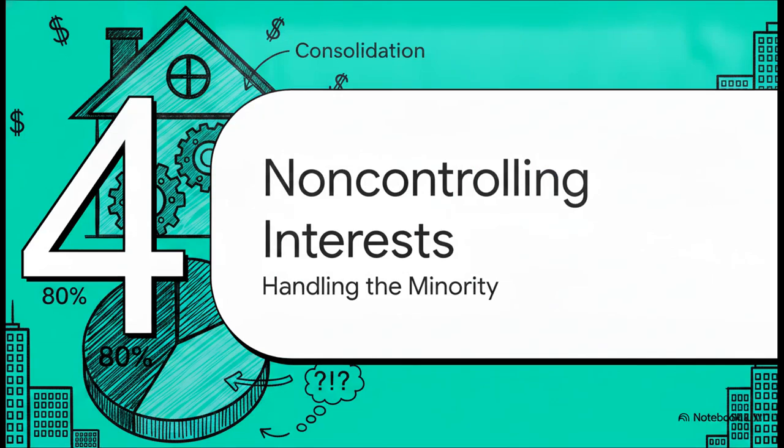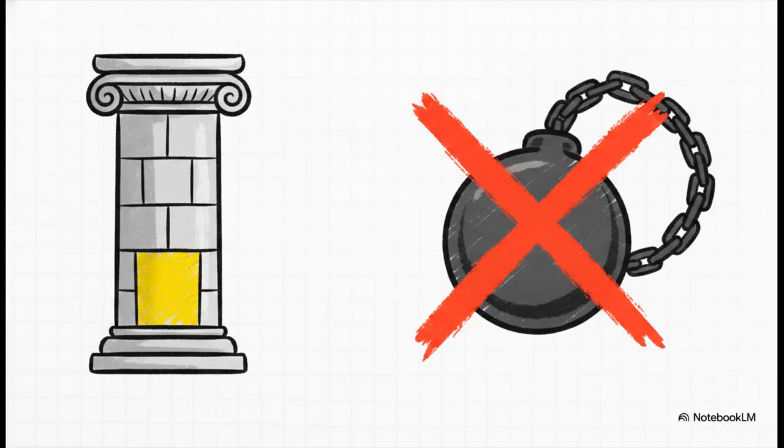Which brings us perfectly to Section 4, Navigating Non-Controlling Interests. Think about it. If you consolidated 100% of a subsidiary, but you only actually own 80% of it, what on earth do you do with the 20% that belongs to someone else? Well, you create a non-controlling interest, or NCI. And I really want you to burn this into your memory. Non-controlling interest is permanent equity. It is absolutely not a liability. It doesn't go in the mezzanine section either.